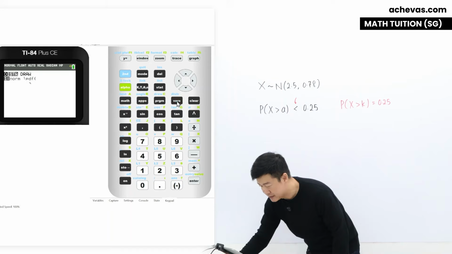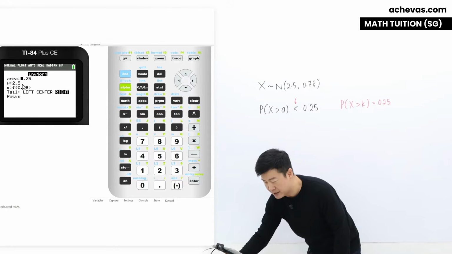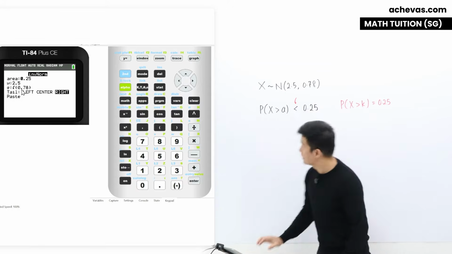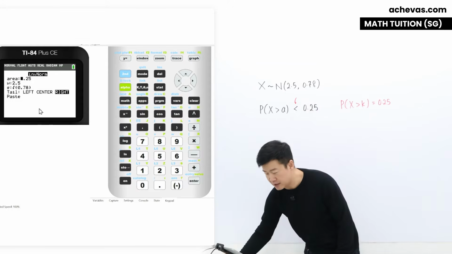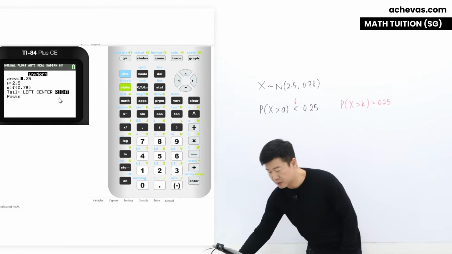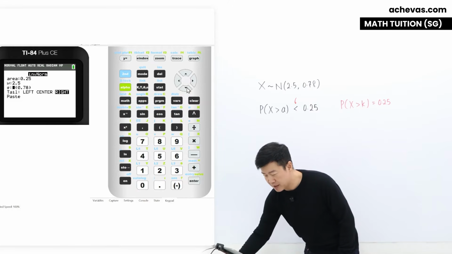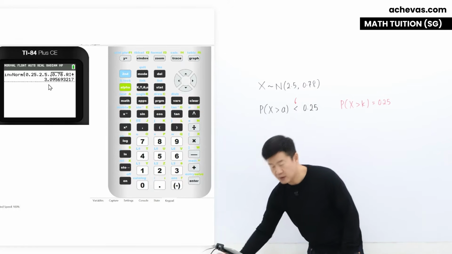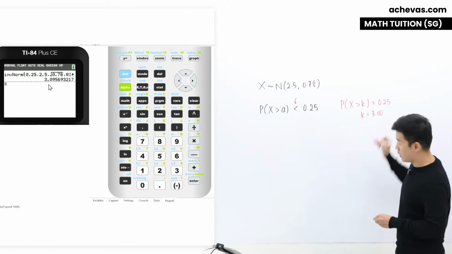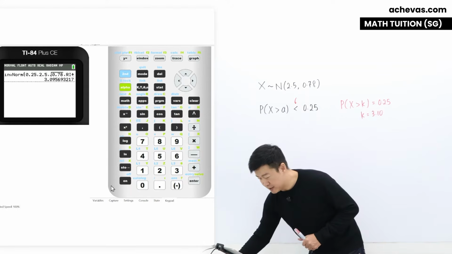We are going to go for second vast inverse norm. And here is 0.25, the area. The mean is 2.5 for this x. The standard deviation is square root of 0.78. And we're looking at the area that is to the right of k, so the tail here is going to be right. Let's paste this, and if I paste and enter, we are going to get k to be equal to 3.10. So this is for k.